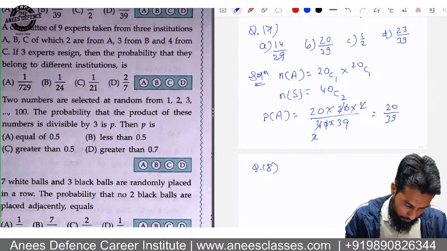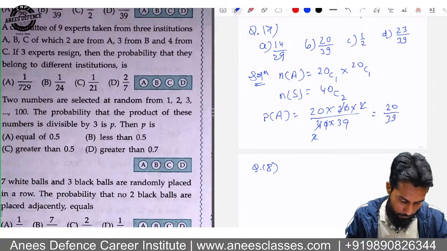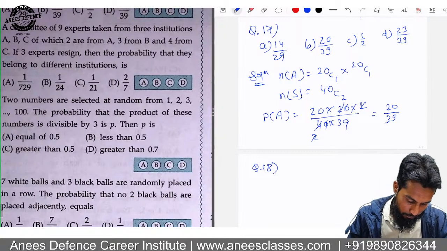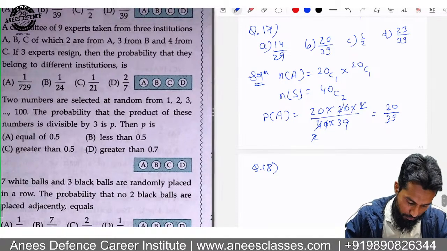A committee of 9 experts is taken from 3 institutions A, B, C, of which 2 are from A, 3 from B, and 4 from C. If 3 experts resign, then the probability that they belong to different institutions will be what? Interesting. 3 of them resign, and they are asking you to find the probability that all of those 3 will be of different institutions. कर सकते हो, you can do it.